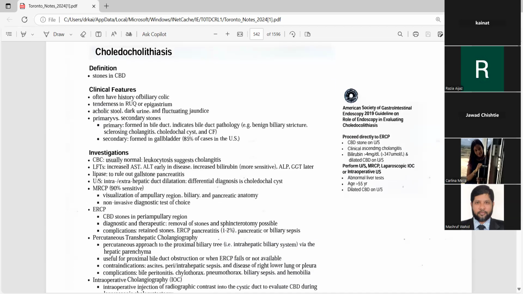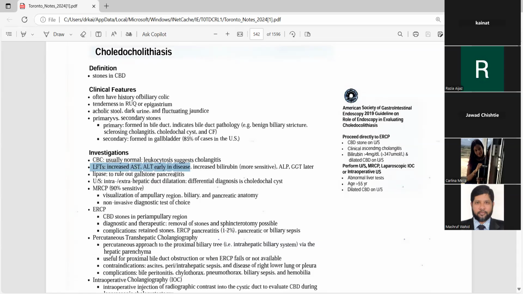Choledocholithiasis, in this case, we go for the LFTs, AST, ALT as well, early in the disease. So it's important. Although we go for something else too, the main important thing is basically doing the ALT, AST, and it's mainly high. Increased bilirubin, more sensitive ALP, GGT later on. But when we are ordering it, we don't wait for one thing and then go for the second thing. But in this one, we are going to do it.